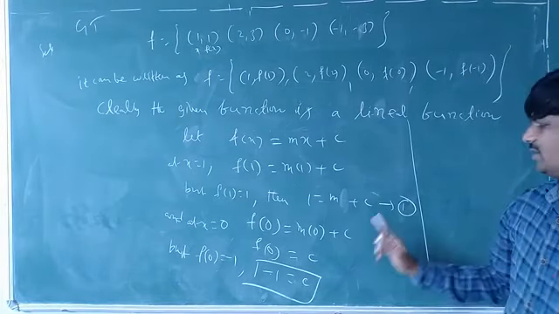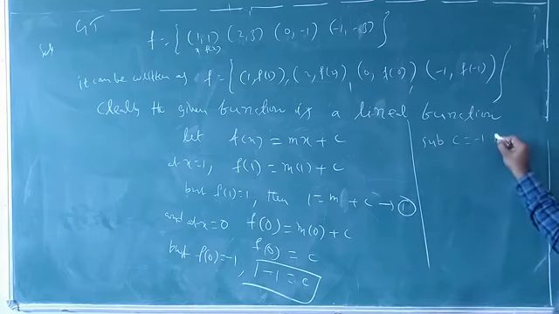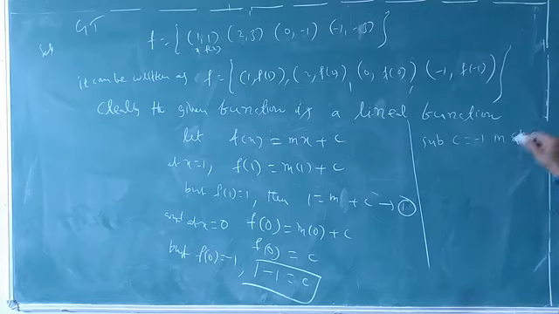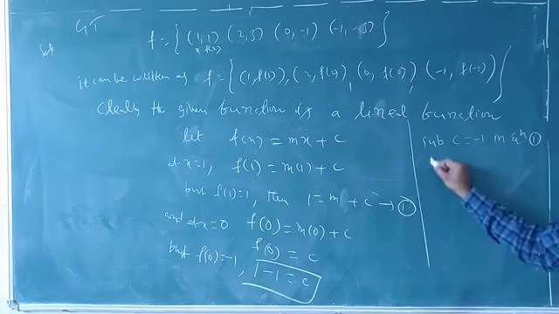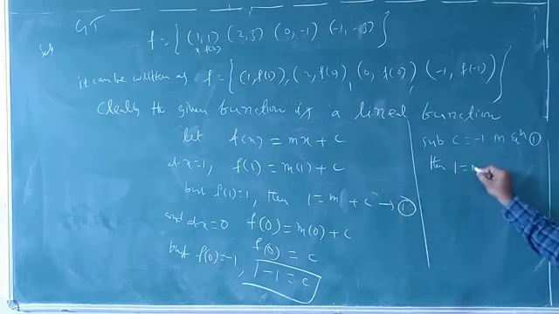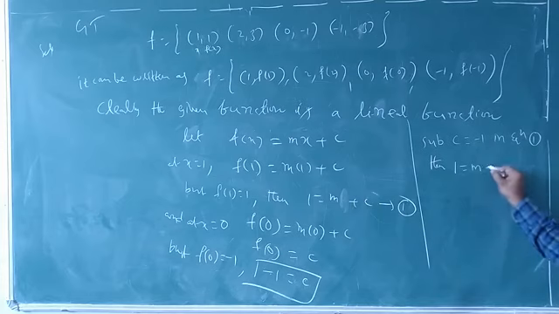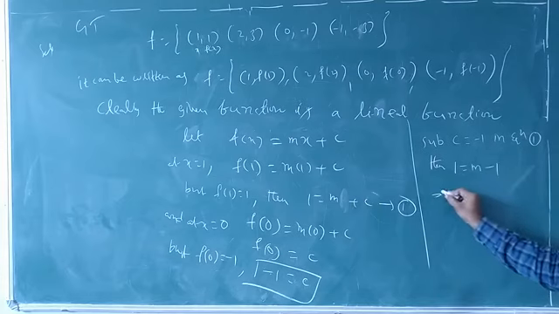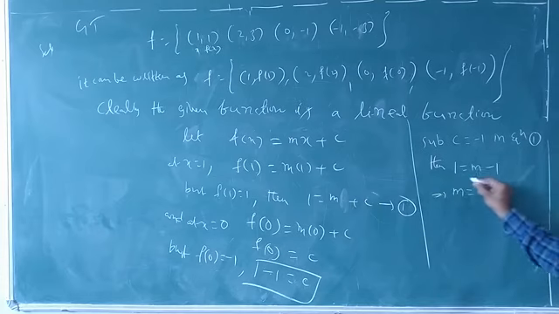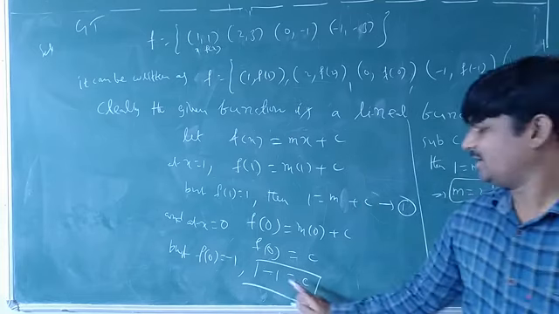Substitute this value in equation 1. Substitute c is equal to minus 1 in equation 1. Then what will be? Then 1 is equal to m plus, c value minus 1, so plus minus 1. This minus 1 transferred becomes plus 1. This implies m is equal to 2. Minus 1 transferred is plus 1, plus 1 is 2. M is equal to 2. M value 2 you got, and c value minus 1 you got.